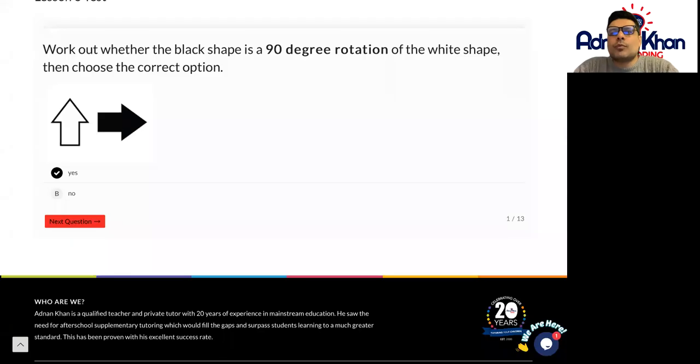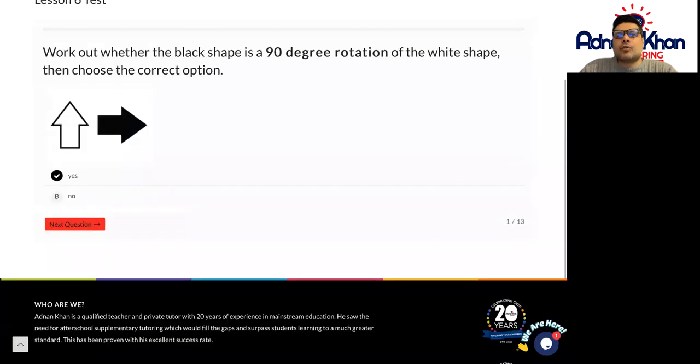And welcome to nonverbal reasoning, and this is test 6. Okay, so work out whether the black shape is a 90-degree rotation of the white shape. Okay, so let's just show you what rotation means.